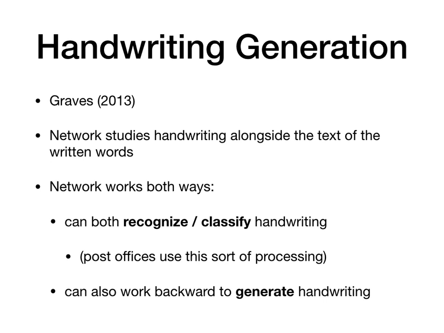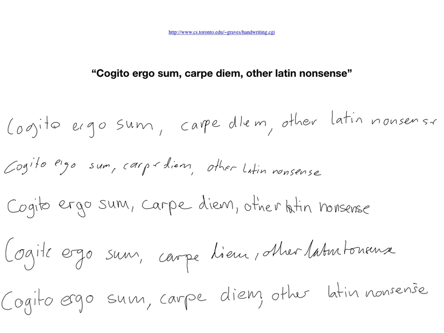But the other direction, the cool part, is that you can also take text and have it generate it backwards, generate it into handwriting. So let's look at this example. Cogito ergo sum, carpe diem, other Latin nonsense. This is the text I fed into the handwriting generator network. And it has generated handwriting that looks pretty dang good because it was trained so well with so much handwriting and so much confirmation of what the handwriting said. It's able to hand back something that looks very close to human writing.